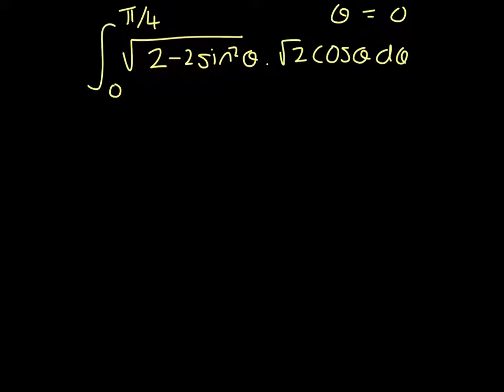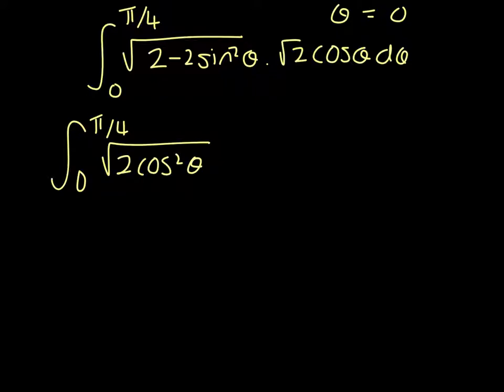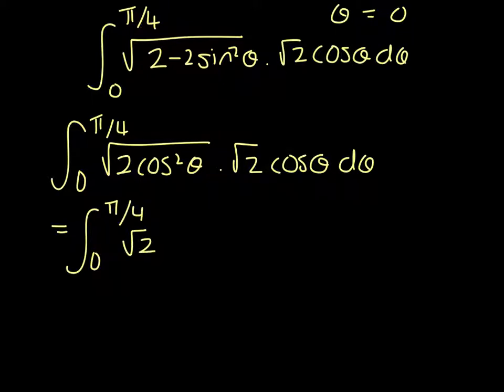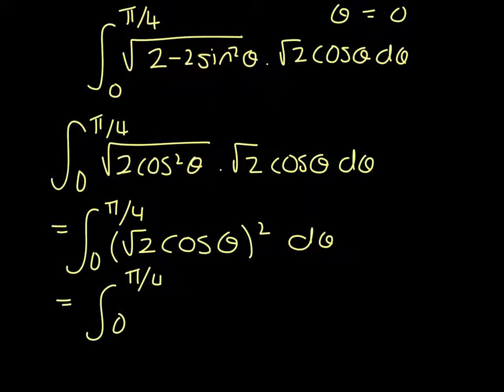Now if we start by saying the square root of 2 minus 2 sine squared theta is 2 cos squared theta, and that's using the identity that sine squared plus cos squared is 1. Square root of 2 is root 2. Square root of cos squared is cos theta. We want to multiply that by root 2 cos theta, so we want to square it. And that's going to give us 2 cos squared theta d theta.